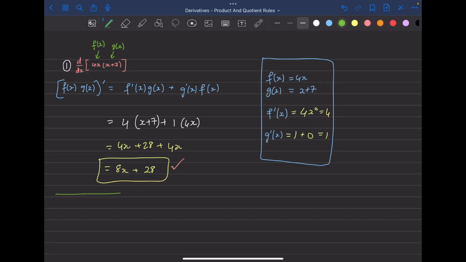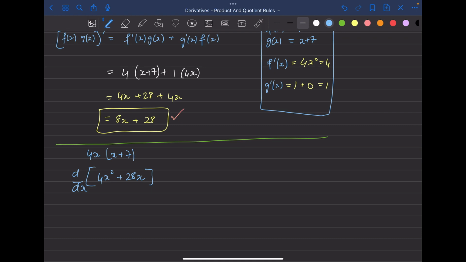Okay, so we finished the first way. For the second way of attempting this question, instead of treating this as a product rule, we could have expanded first and then just found the derivative of that. So if you try this, 4x times x plus 7. 4x times x is 4x squared. 4x times 7 is plus 28x. After that, all you have to do now is just find the derivative with respect to x of this.